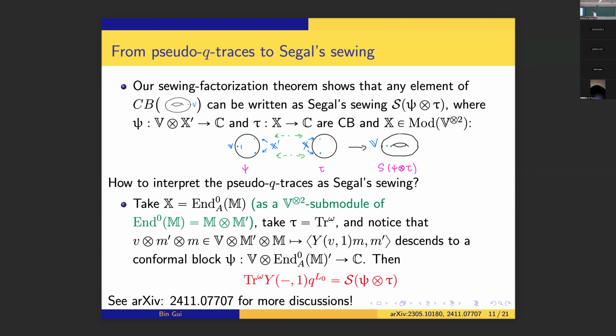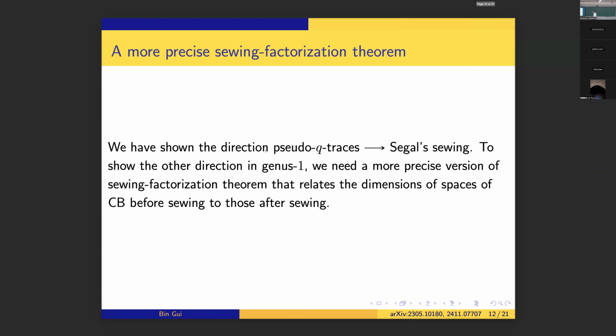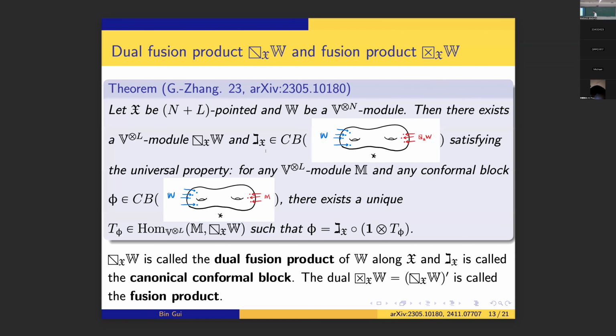To discuss the other direction, I need to do some more preparations. We have to give a more precise version of the sewing factorization theorem, which also relates the dimensions of spaces of conformal blocks before sewing and the dimensions of the spaces of conformal blocks after sewing. To talk about that more precise version, I need to introduce the notion of dual fusion product and fusion product.